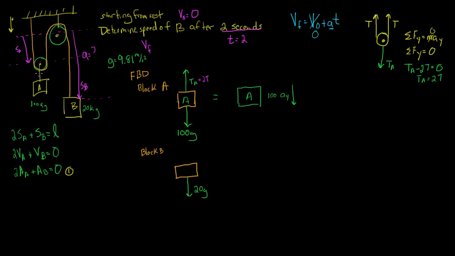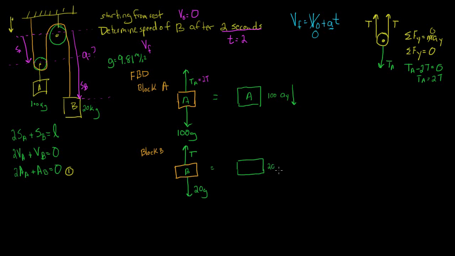It's the same cord, so it is just going to have a force going up of some tension, because we define that tension to be T. It has the same tension. So this is block B, and if we look at the other side of this equation, we are going to say it has a mass of 20.